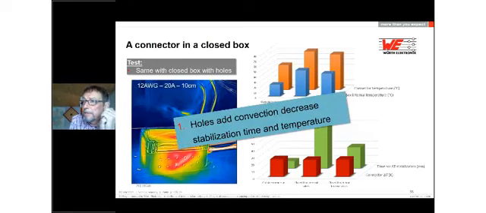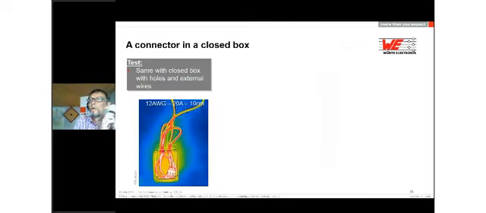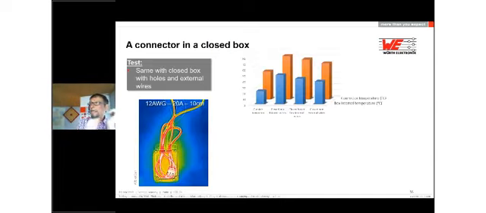Holes at the convection decrease stabilization time and temperature. What happens when we close our box and put the wires outside, with external wires? Then it also looks better. The connector temperature goes down again, and the box internal temperature too. And what about the stabilization time?